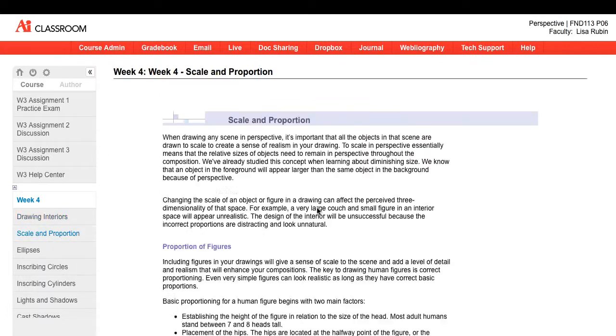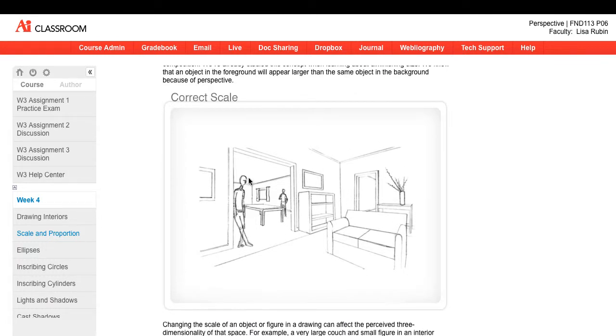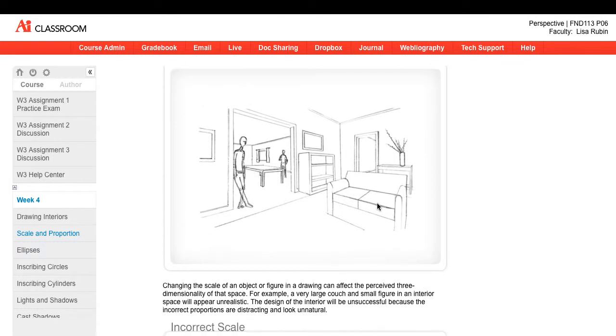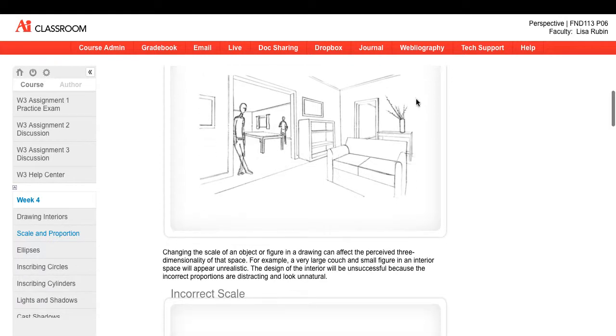Okay, let's talk a little bit about scale and proportion, okay? So notice that this figure is larger than this one because it's closer to us, and they are in perspective, all right? So the top of these figures and the bottom of these figures recede to a vanishing point. So they fit within the lines that we would draw, the guidelines for any vanishing point.